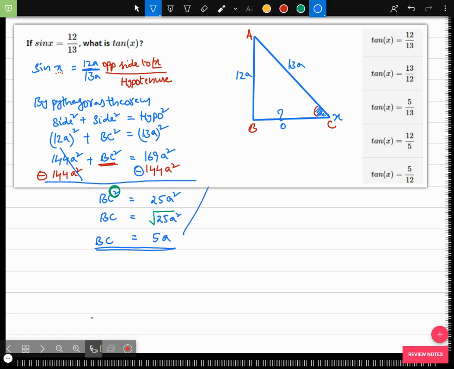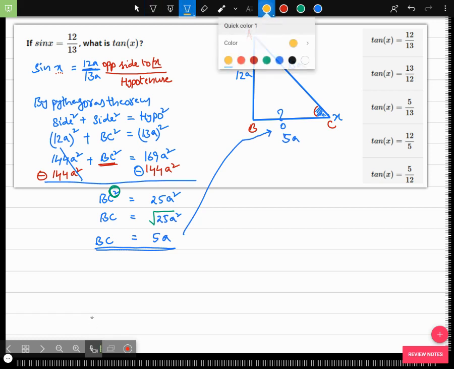So that value goes here. BC equals 5a. Now the question is, what is the value of tan x?